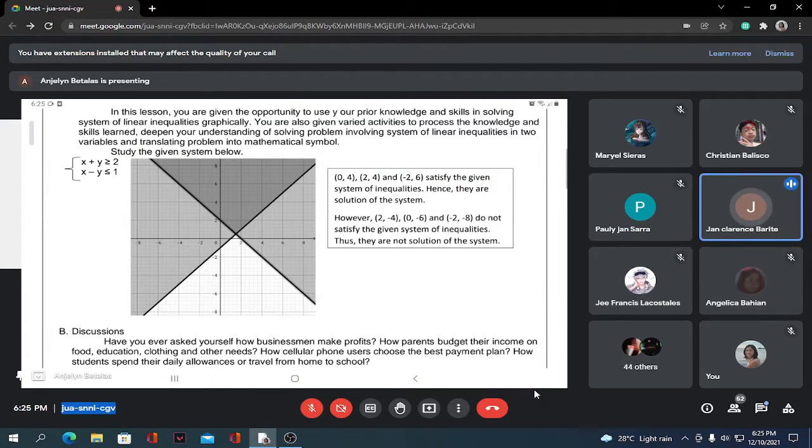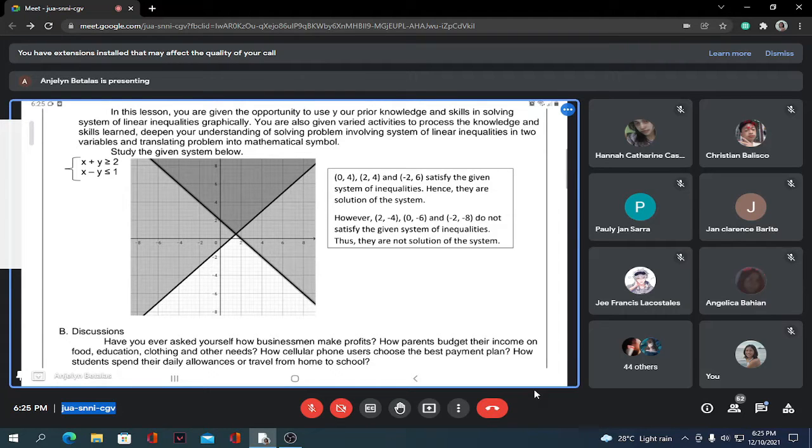When it's part of the double-shaded region. Correct. It could also be a triple-shaded region. What if there are three inequalities given? The point must be part of the triple-shaded region. So it depends on how many linear inequalities are given. In short, it is the shaded region where the inequalities intersect.